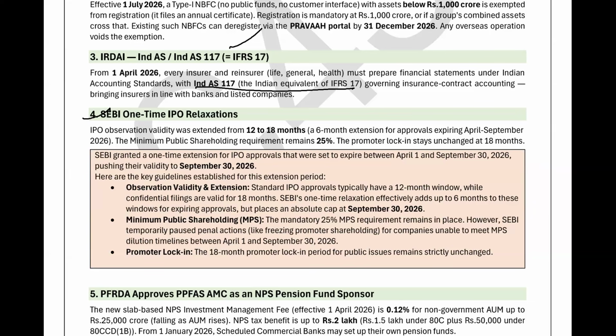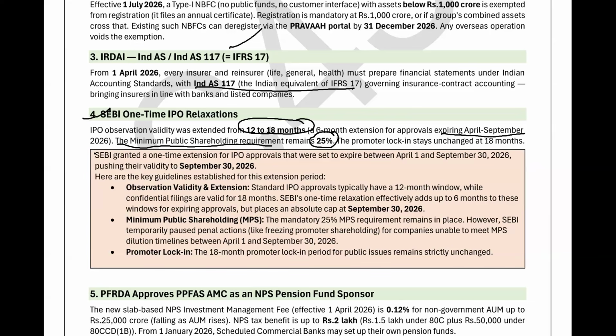Now the fourth is the SEBI one-time IPO relaxation, and it is important. IPO observation validity was extended from 12 to 18 months. Write this down, right? 6 months extension for approvals expiring from April to September 2026. The minimum public shareholding requirement remains 25%. The promoter lock-in stays unchanged at 18 months.